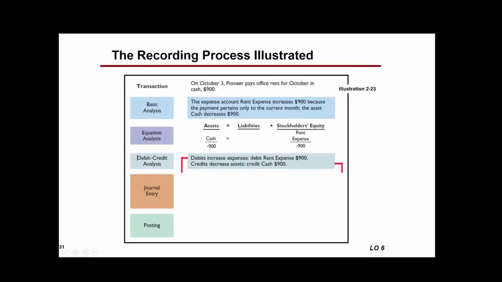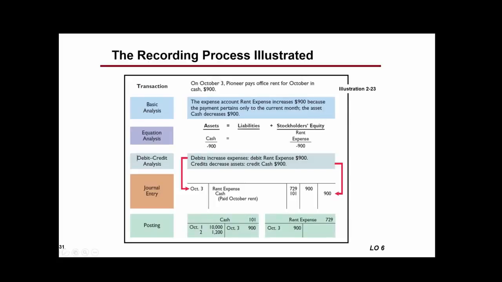So the journal entry will be what? On October 3rd, we debited rent expense, 900, and then, remember you have to put this indentation a little bit to the right, you have the right side of this event, which is in this case cash, a credit to cash for $900. Then we have to post it to the account, right?